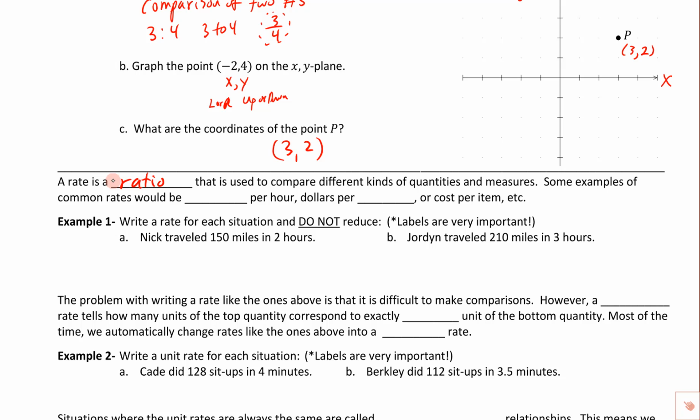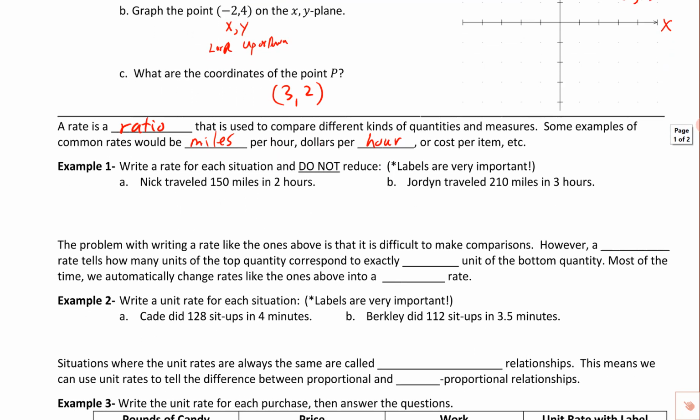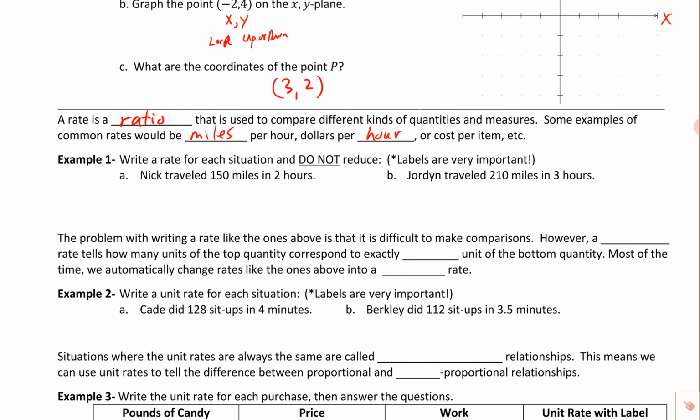So let me give you some examples of some common rates. Some common rates would be things like this: miles per hour, that would be a very common rate that we talk about. Dollars per hour or per minute or something like that, or cost per item, or anything where we're comparing one type of quantity with a different type of quantity. Notice this is money and this is a unit of time right here, and this is a measure of distance and this is a unit of time. So when we're comparing those different quantities, then we'd be talking about a rate.